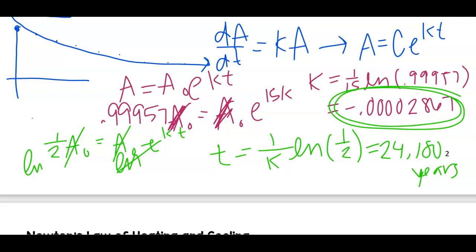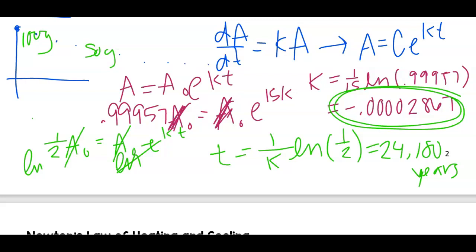So if we had 100 grams of this to start with, which is not big, it would take 24,000 years to get to 50 grams. That looks like 80 grams, sorry, but 50 grams. Okay, you get the idea. So it takes 24,000 years to get to 50 grams.